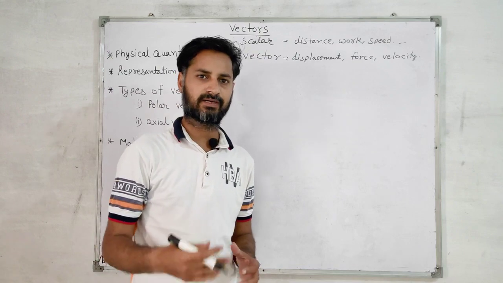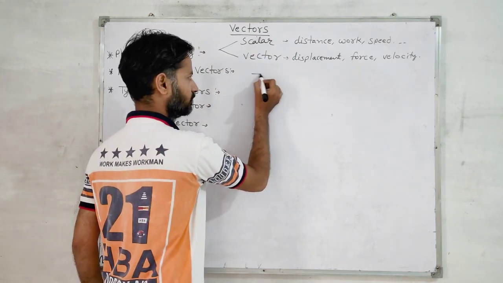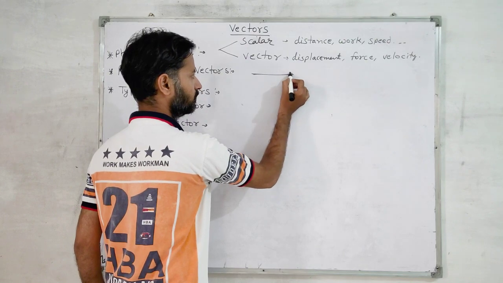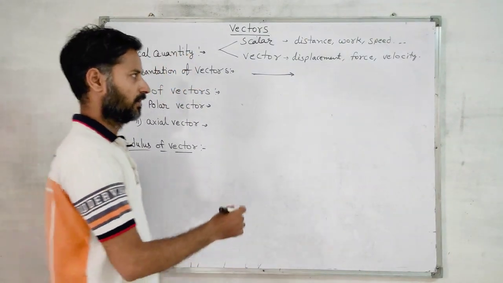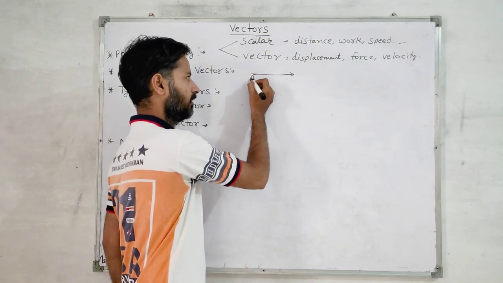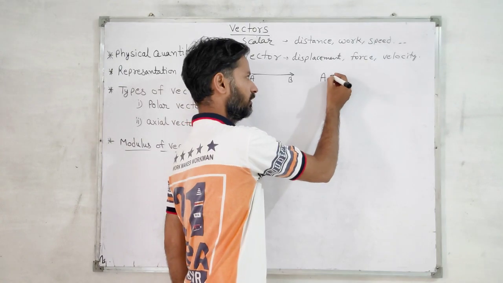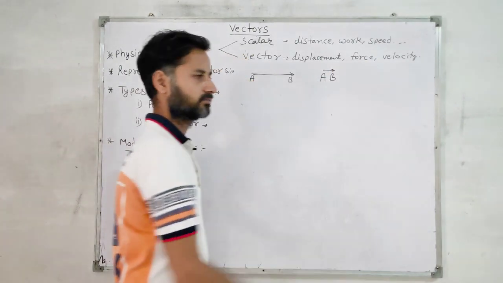Vectors are represented by an arrow like this. If we give a name to this vector, a, b, then this can be written as a, b vector.